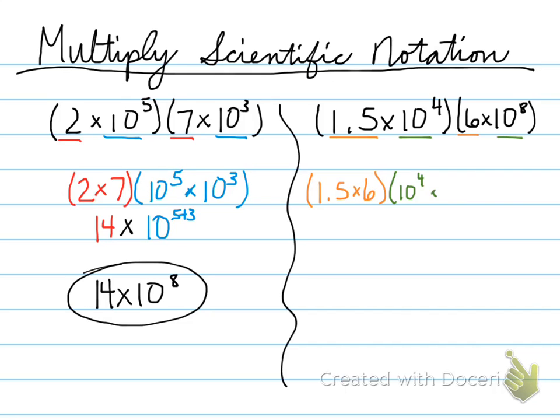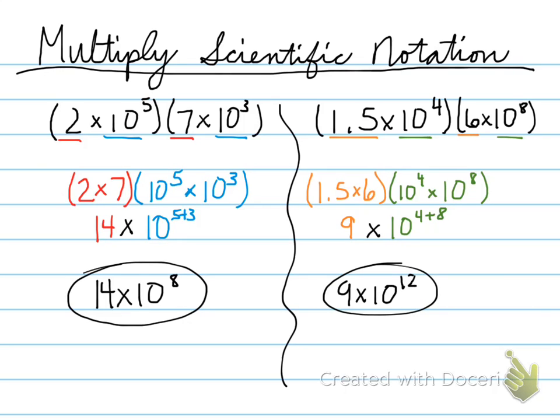Here's another example. First, regroup the numbers. So 1.5 times 10 to the 4th times 6 times 10 to the 8th, we regrouped to 1.5 times 6 times 10 to the 4th times 10 to the 8th. Then we end up with 9 times 10 to the 4 plus 8, using the properties of exponents. And then we end up with 9 times 10 to the 12th power.